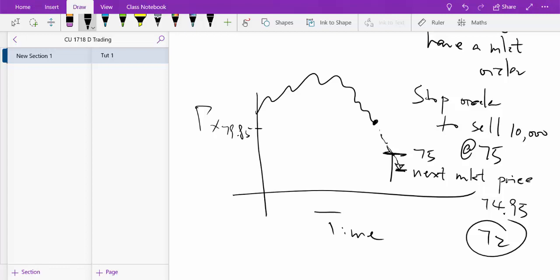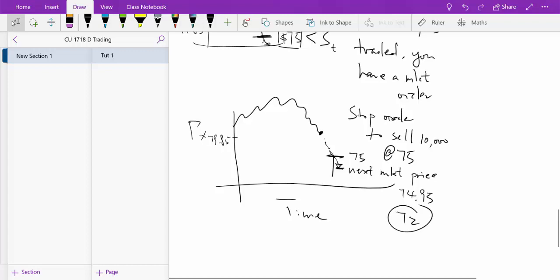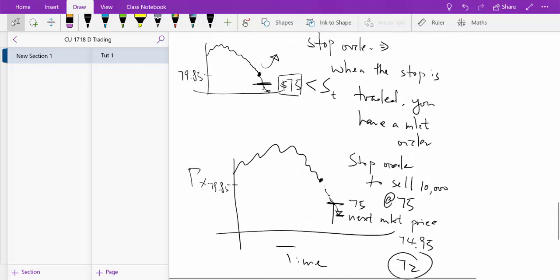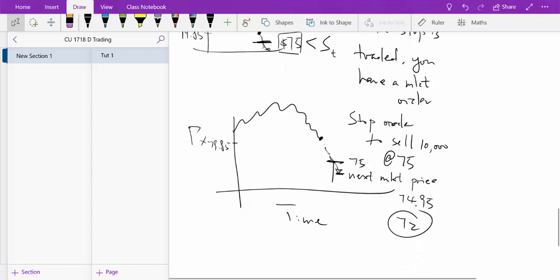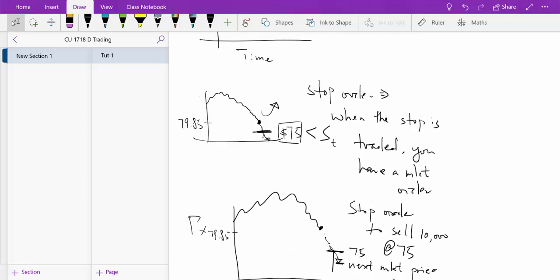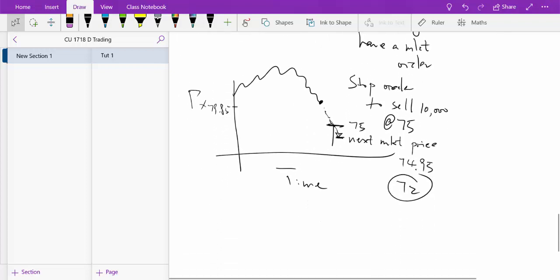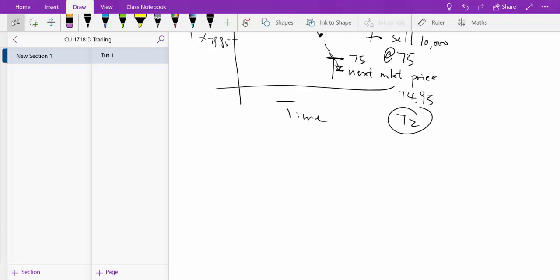Now that's the stop order, and that is the problem with a stop order, in the sense that it basically turns into a market order the moment your stop level is touched. Right? Now, stop orders are good, like I said, for risk management. If you are long some stocks and you worry that it can fall rapidly, it could even be the other way around, you know.